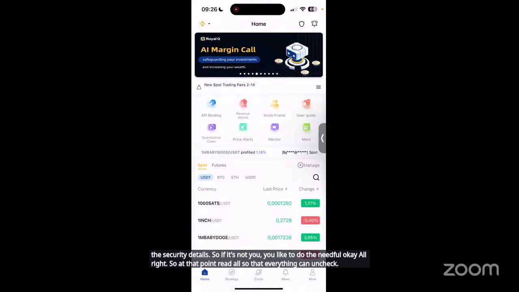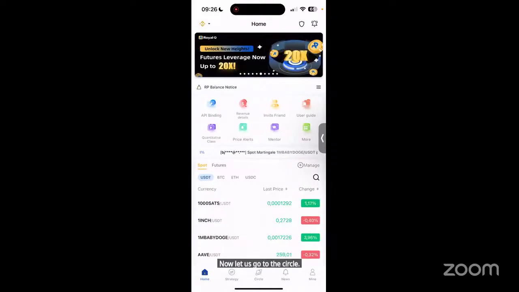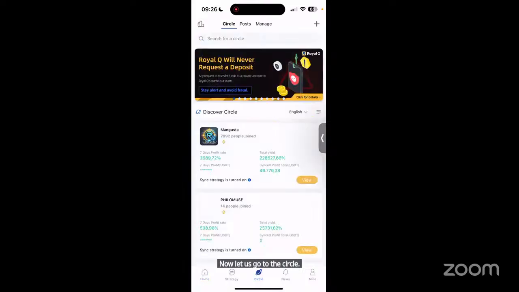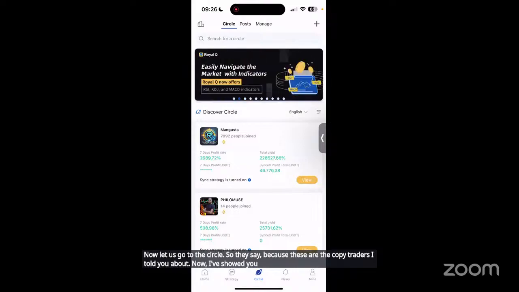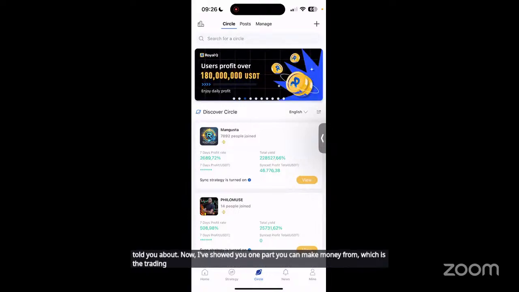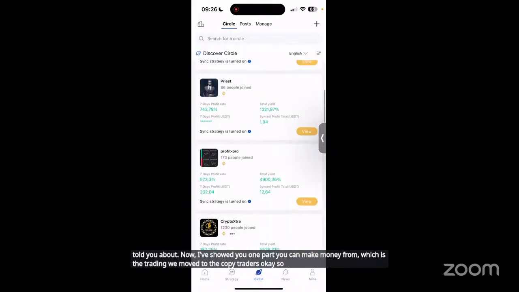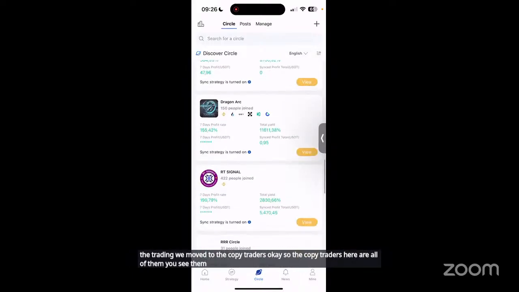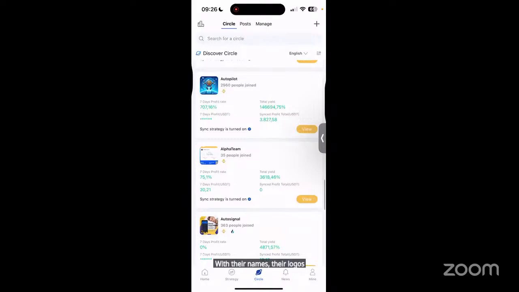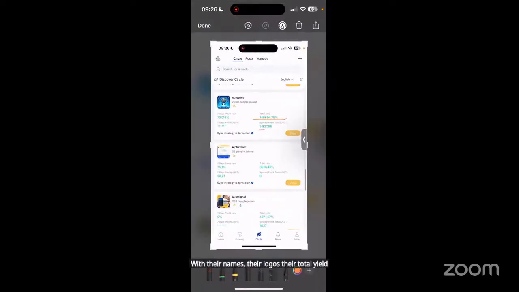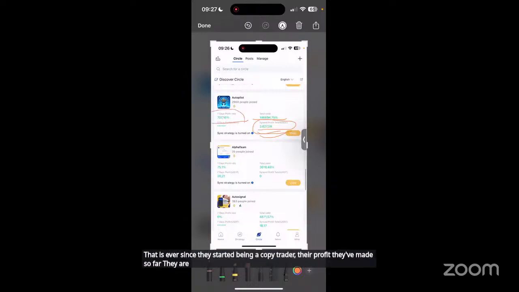Now let us go to the circle. So the circle, these are the copy traders I told you about. Now I've showed you one part you can make money from, which is the trading. We move to the copy traders. Okay. So the copy traders, here are all of them. You see them with their names, their logos, and their total yield, then their sync profit total. That is, ever since they started being a copy trader, the profit they've made so far, their 7 days profit rate, then 7 days profit.